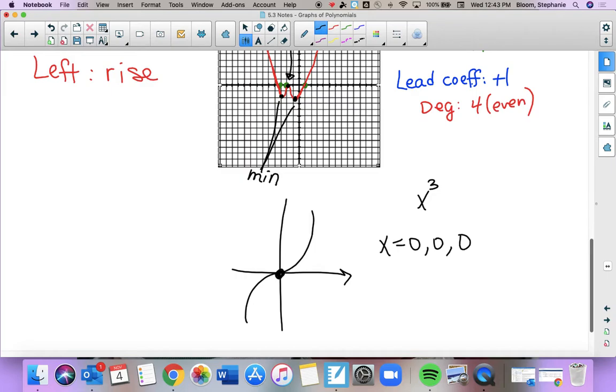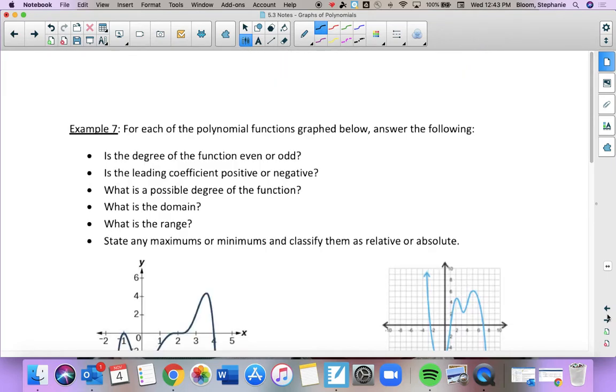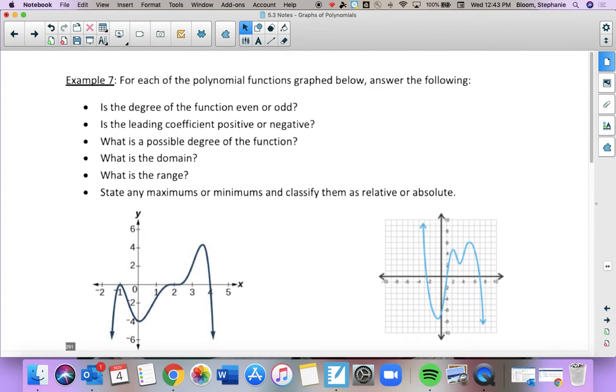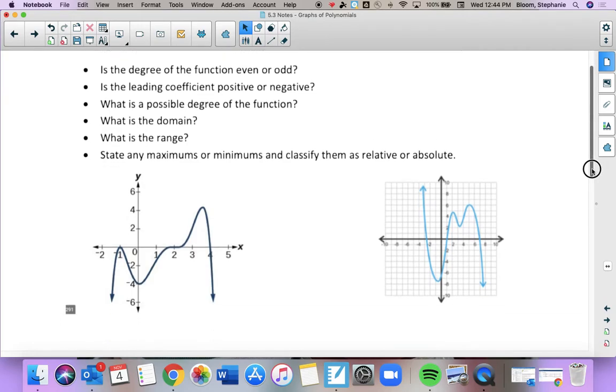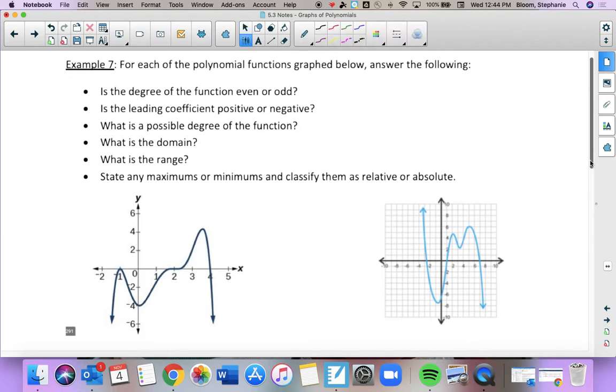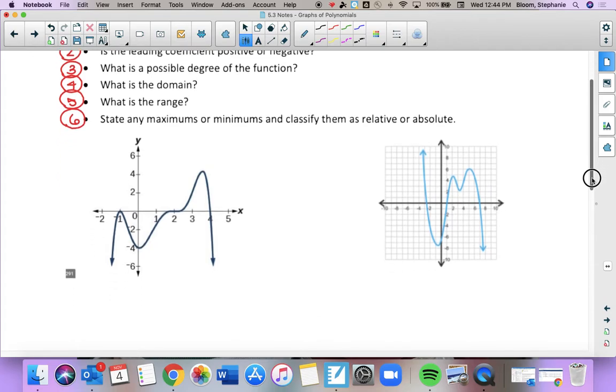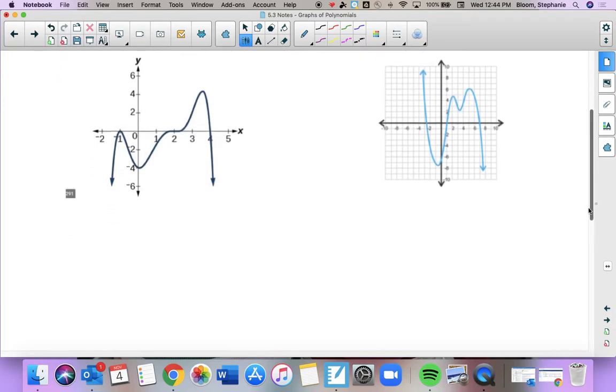All right, so now we're going to take everything we learned to do these last 2 examples. So we're going to put it all together. For each of these graphs, we're going to answer the following questions. So let's go ahead and label them question 1, 2, 3, 4, 5, and 6, and that way we can put our answers easily there.